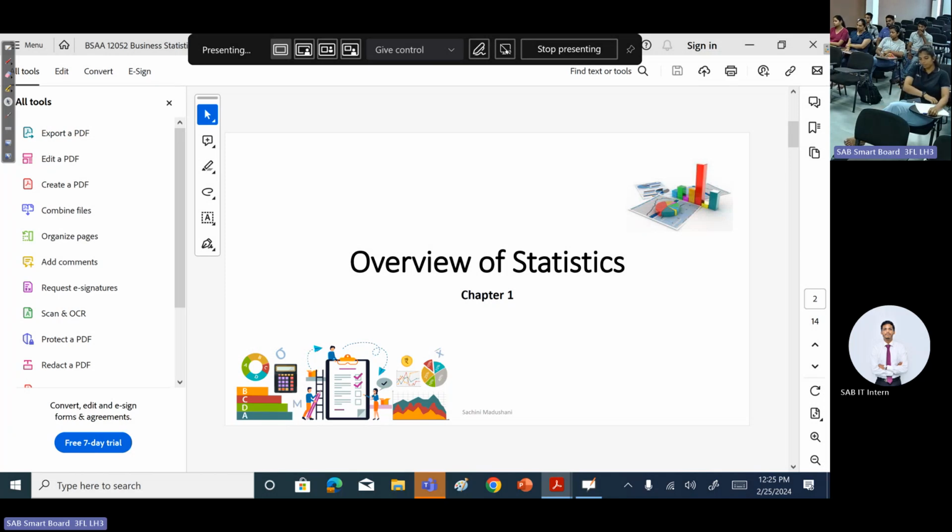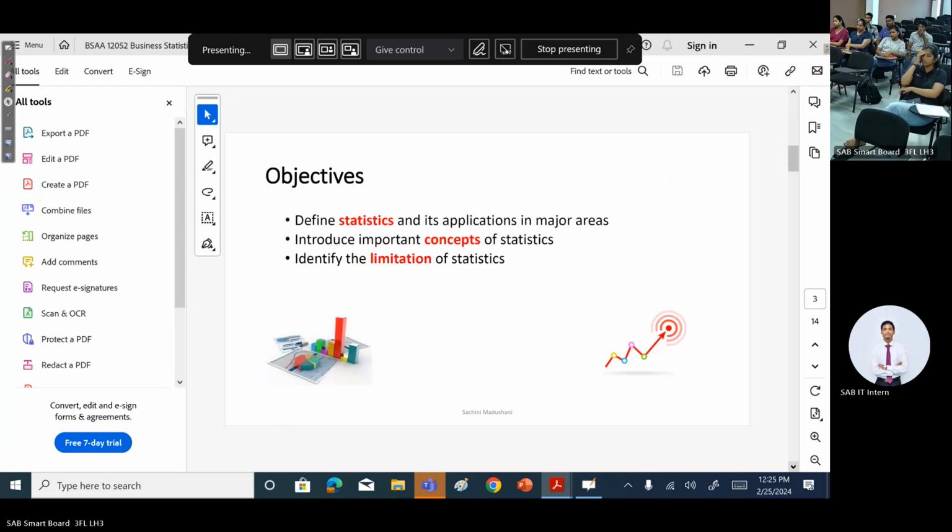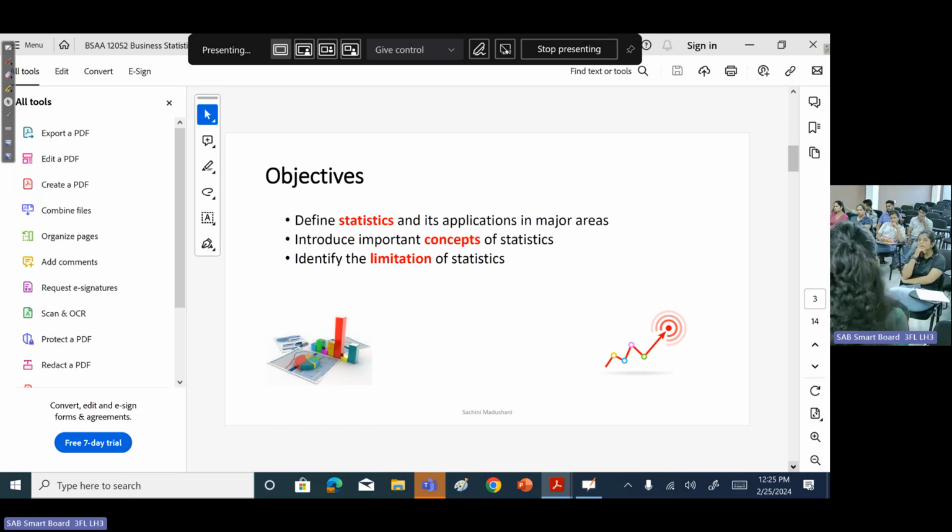Through these sessions, the objectives are: define statistics and its applications in the major areas. You study what statistics is, then what the practical applications are. Then introduce important concepts of statistics, meaning statistics-related words. Then identify the limitations of statistics.